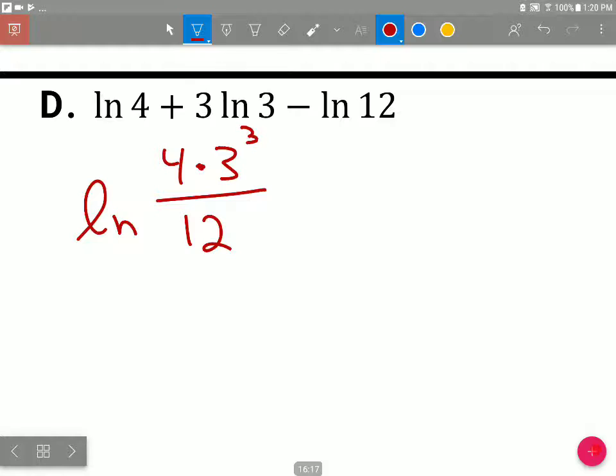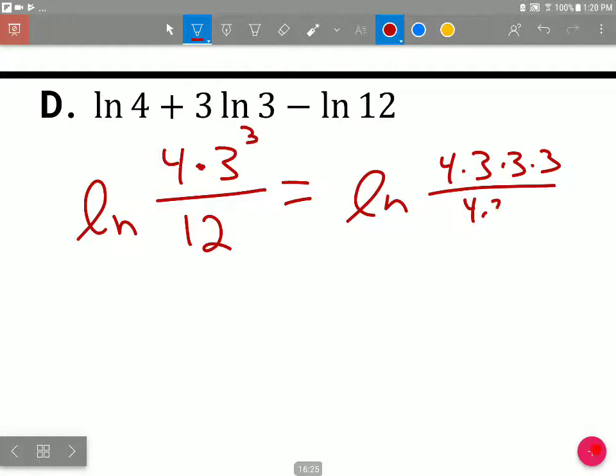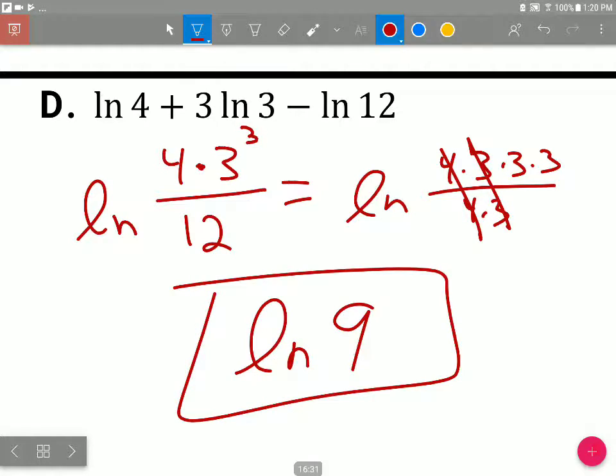I'm actually going to prime factor it a little bit. That's ln of 4 times 3 times 3 times 3. 12 is 4 times 3, right? Yeah. So I can just go ln of 9. You follow me?